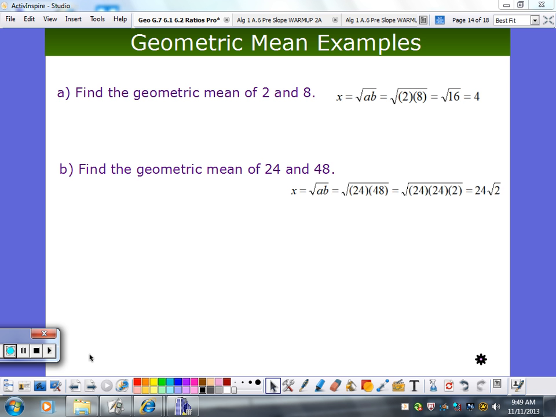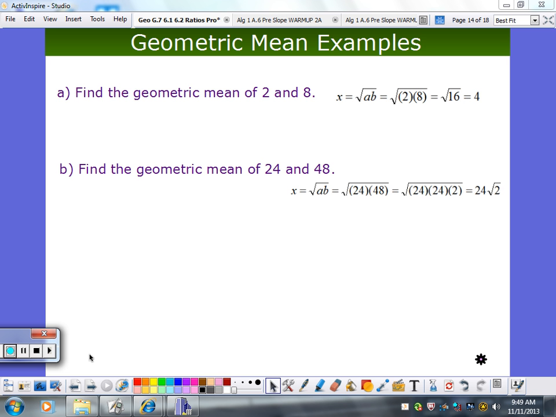Awesome. Most people. All right, now B, same kind of thing. You're going to take 24 times 48, multiply, and take the square root of that. So simplest radical form, because this is not going to be a perfect square. Now, I noticed that 48 is 24 times 2. So I had 24 times 24 times 2.